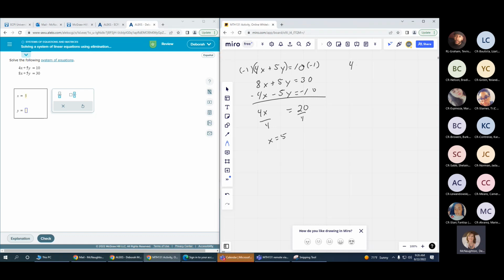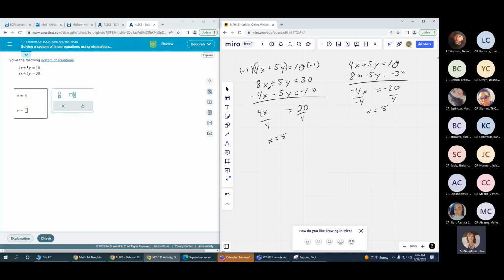So I could have gone with 4x plus 5y equals 10. It doesn't matter which way you do it. You just want to make one of your variables disappear. And then if I multiplied the second equation by -1 on both sides, I would have gotten -8x minus 5y equals -30. And when I solve this, I'd get -4x equals -20. And I divide both sides by -4. And I'd still get that x is 5.